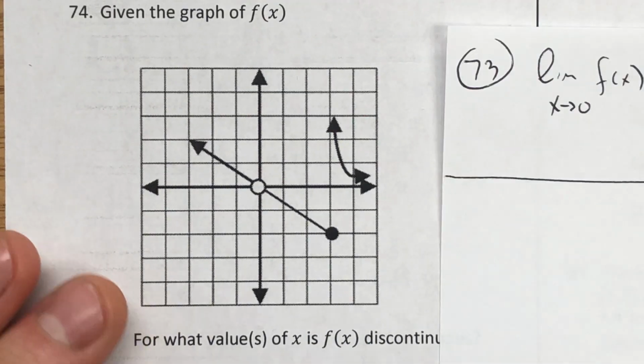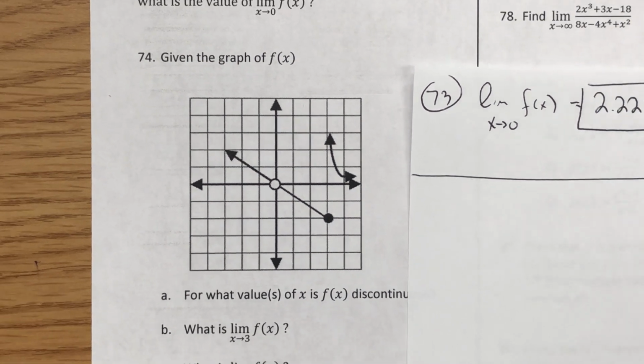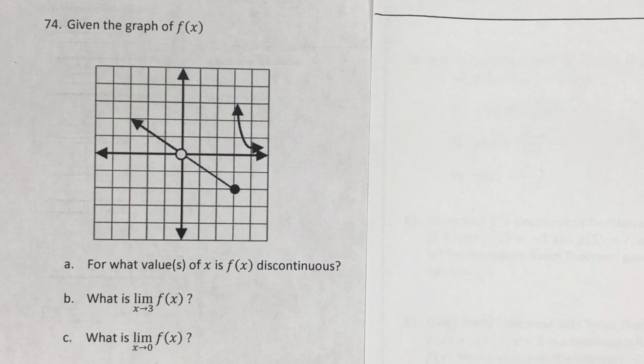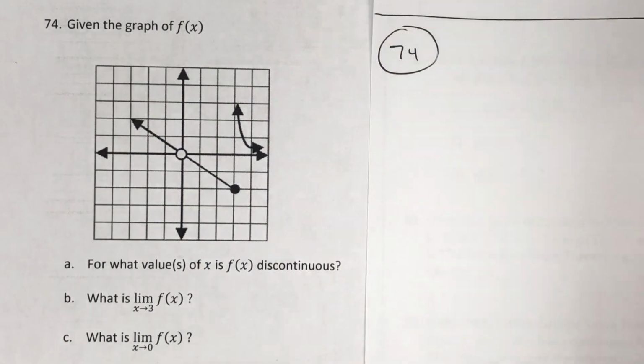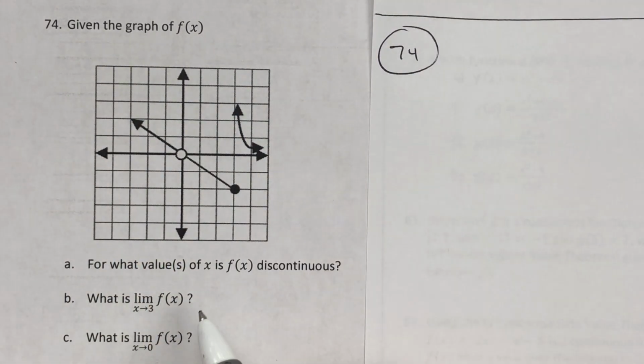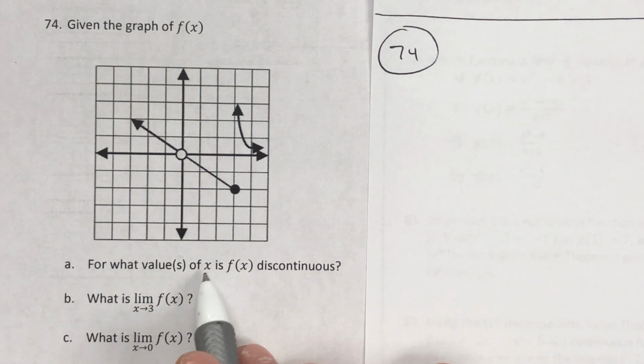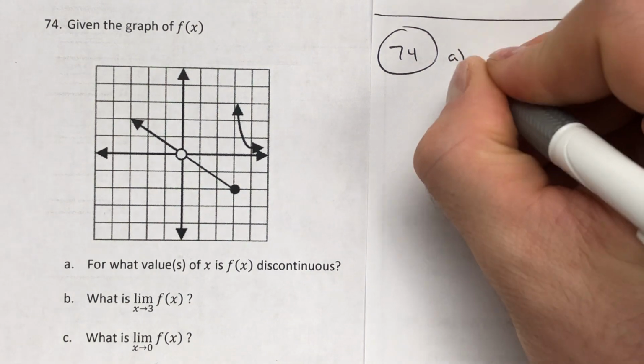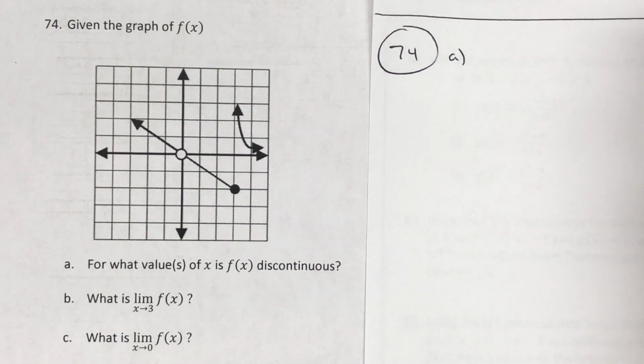Let's take a look at number 74. So let's actually zoom out just a little bit so we can see the whole thing. So 74, given the graph of f of x, we want to find the values of x at which f of x is discontinuous. So let's look at part A. Discontinuous means there's either a hole, a jump, or a break in the graph. Sometimes it can also be an asymptote.